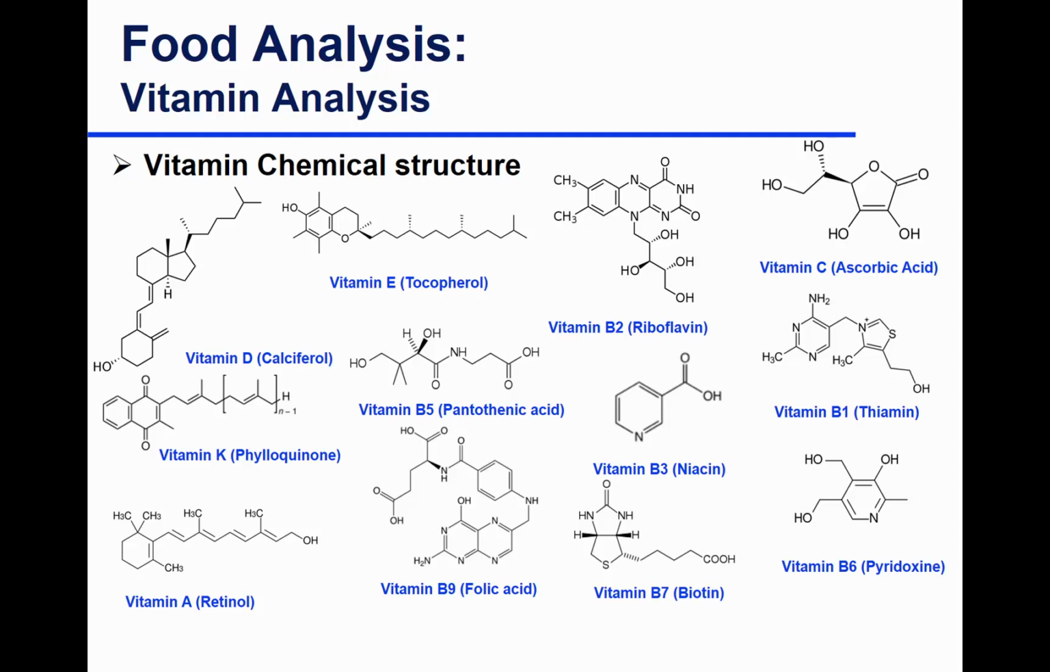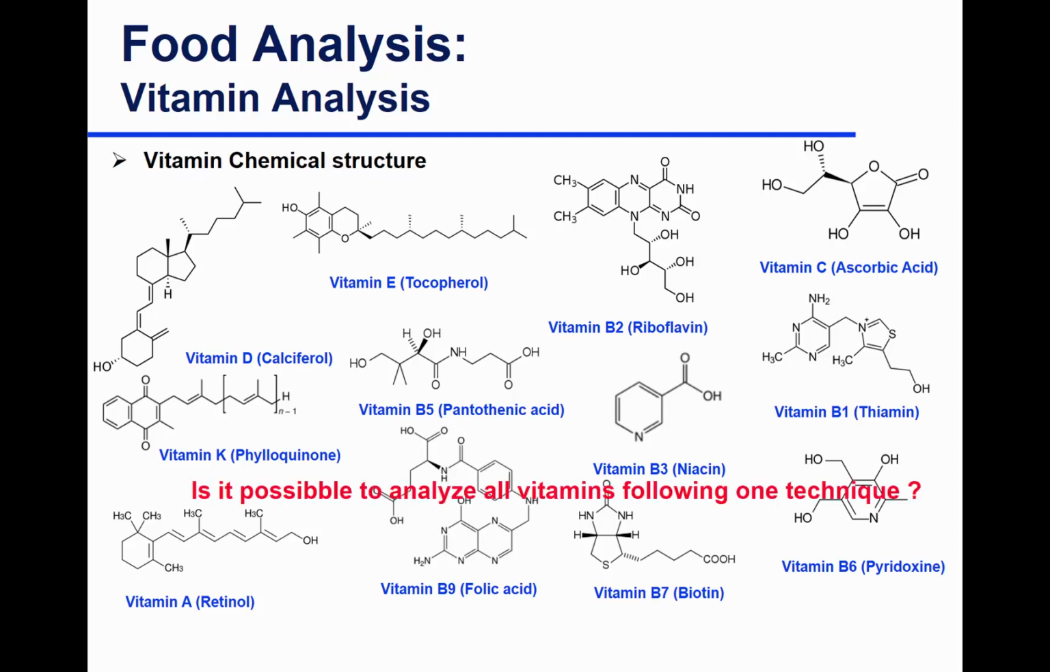The vitamin chemical structures are so diverse. It's not like all amino acids have similar structure, or all sugars have similar backbones. Every vitamin is different. Several of them have nitrogen, and for example vitamin B9, which is folic acid, has glutamic acid groups attached to it. Others have ring structures in them. So they are very different.